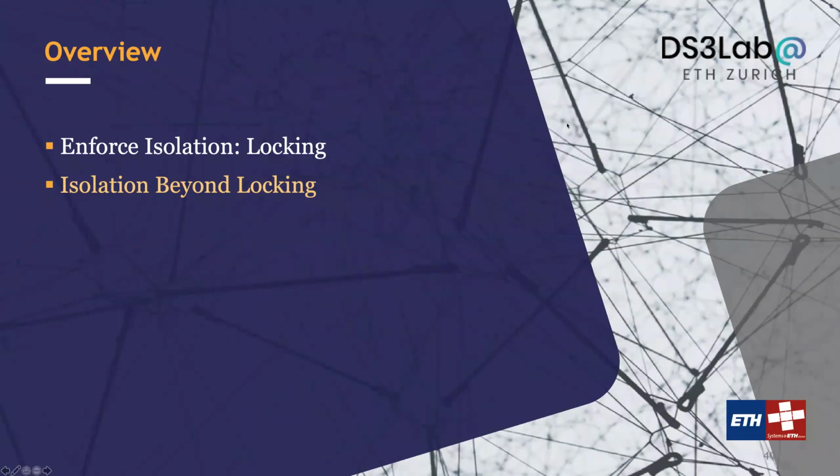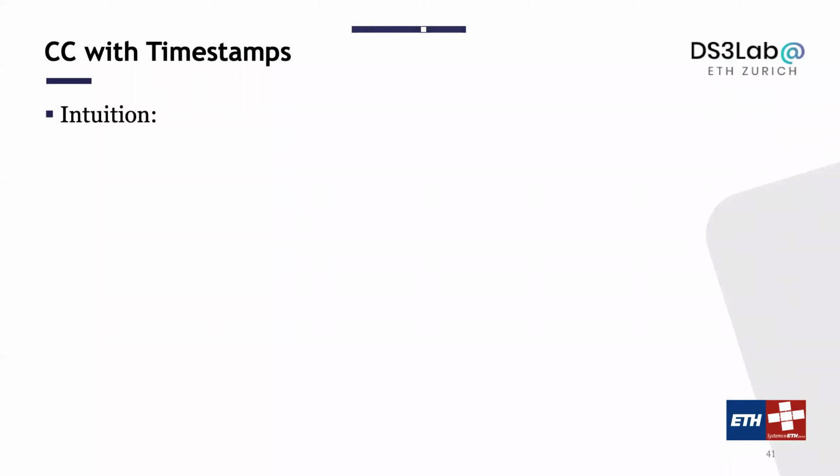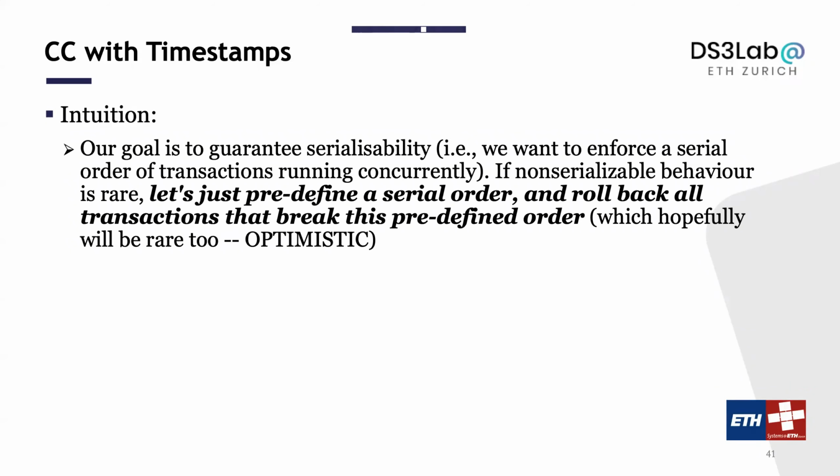Okay, let's continue. Now let's talk about how to enforce isolation not by locking, but by some other mechanism. The first way to do optimistic concurrency control, which is not what PostgreSQL is doing, as we'll see, is by using timestamps. The intuition is very simple. Our goal is to guarantee serializability, so whatever schedule I allow, I need to enforce a serial order of execution for transactions running concurrently.